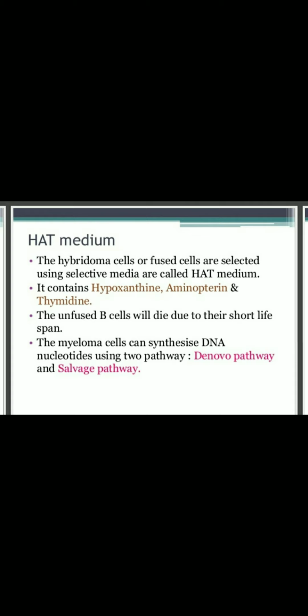The unfused B cells will die due to their short lifespan, and myeloma cells can synthesize DNA nucleotides using two pathways: first is the de novo pathway, and second is the salvage pathway. So in the production of monoclonal antibody, we are using HAT medium, which contains hypoxanthine, aminopterin and thymidine. These help to synthesize the DNA nucleotides in the myeloma cell.